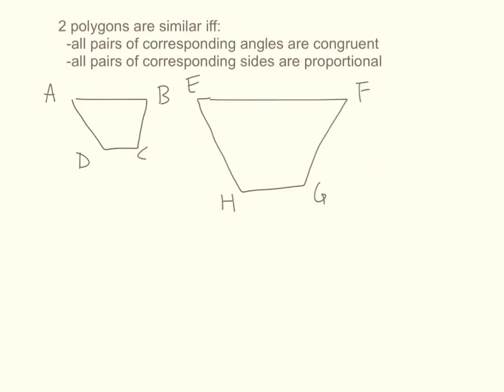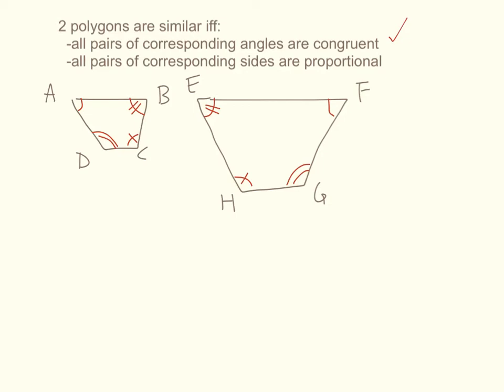Okay, two polygons are similar if we remember what this if stands for, if and only if. We have two important things. All pairs of corresponding angles are congruent and all pairs of corresponding sides are proportional. So if I tell you that A is congruent to F and C is congruent to H, and let's say D is congruent to G, are these similar? Yes, right? Because all of this has to have 360 degrees, so you know right away that those would have to be congruent.